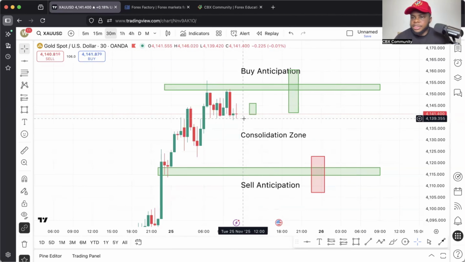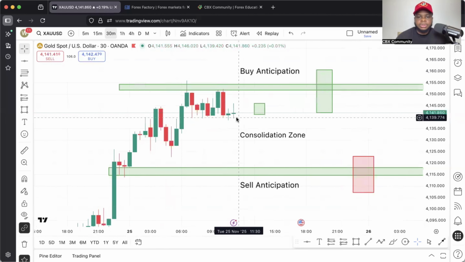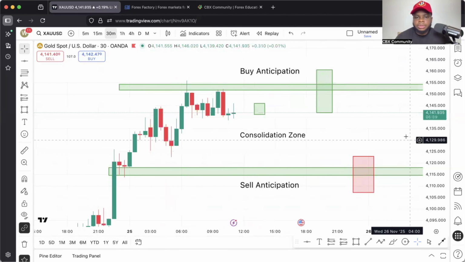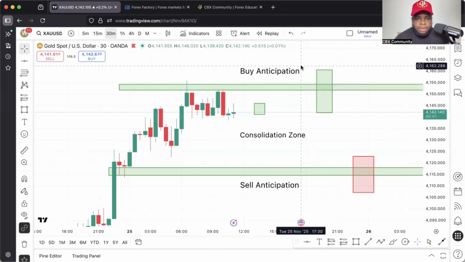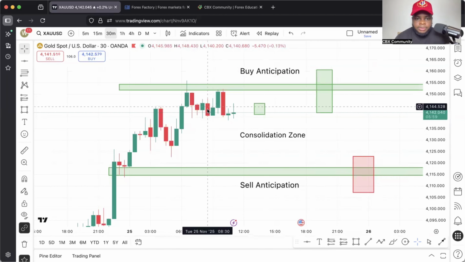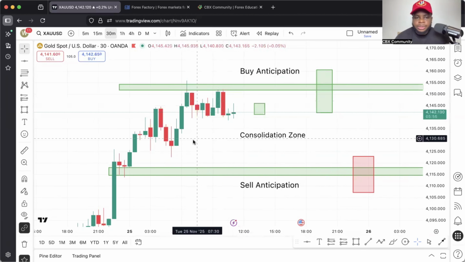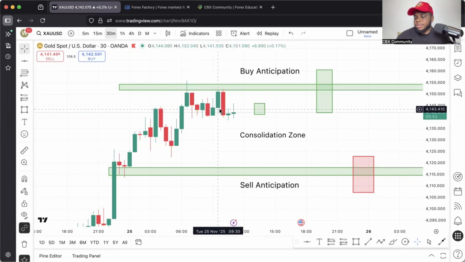This candle is left with 6 minutes before this 30 minutes candle will close. So at this moment, we are in a consolidation zone because of how the bodies of these candles are just printing side by side. So from this resistance zone down to the support zone is being considered as a consolidation zone.